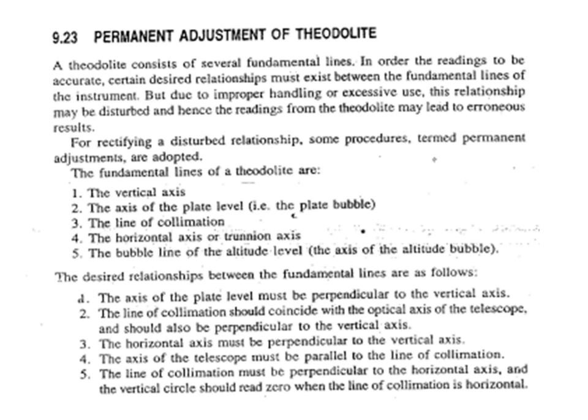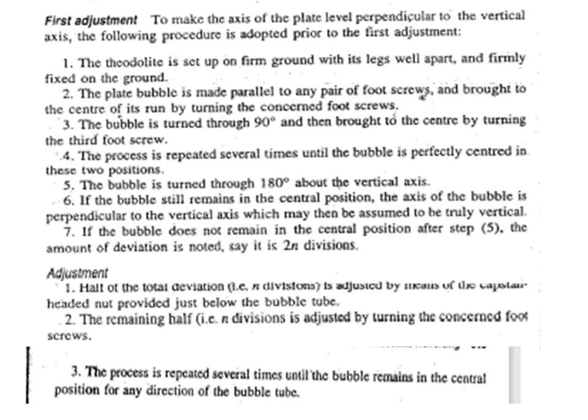So for these 5 fundamental lines, we check whether the given instrument has the desired relationship or not, and depending upon the observation we are going to say whether the given instrument can be used or not. The first adjustment is to make the axis of plate level perpendicular to the vertical axis. In order to check this adjustment, we have to follow the procedure given below.